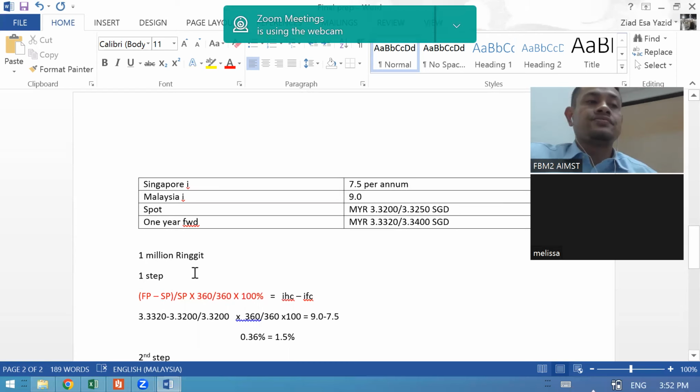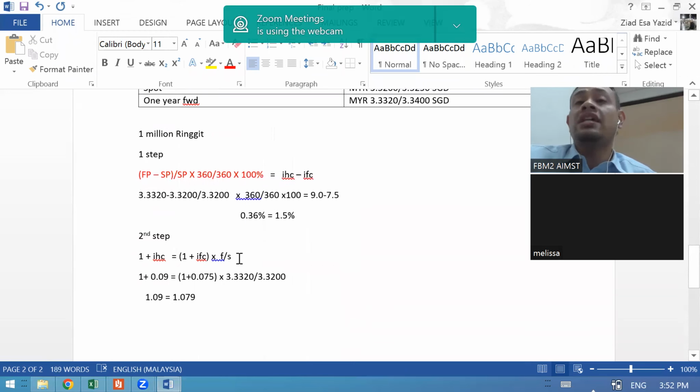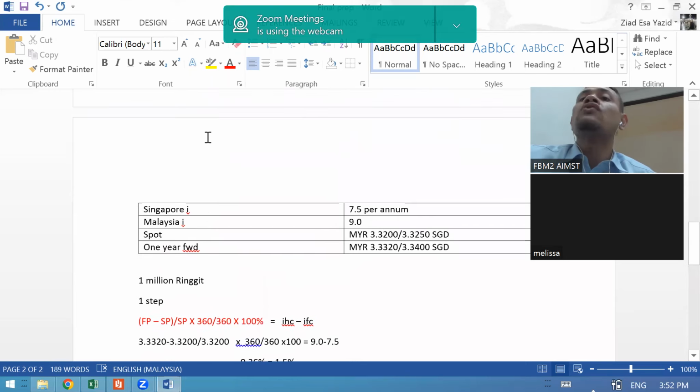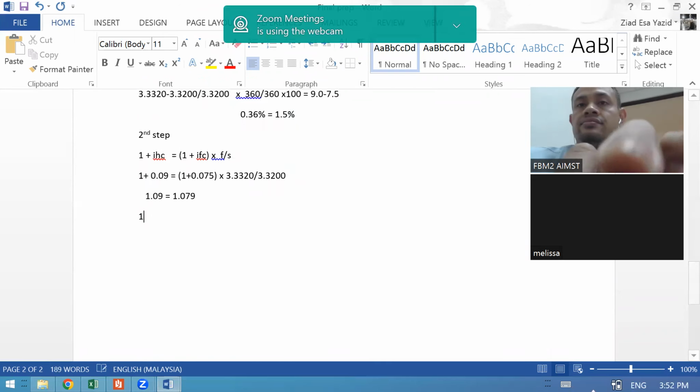So now, we borrow in Singapore lah. So kita ada, we have 1 million ringgit. So 1 million ringgit, we need to convert it into Singapore dollar lah. Convert dulu.